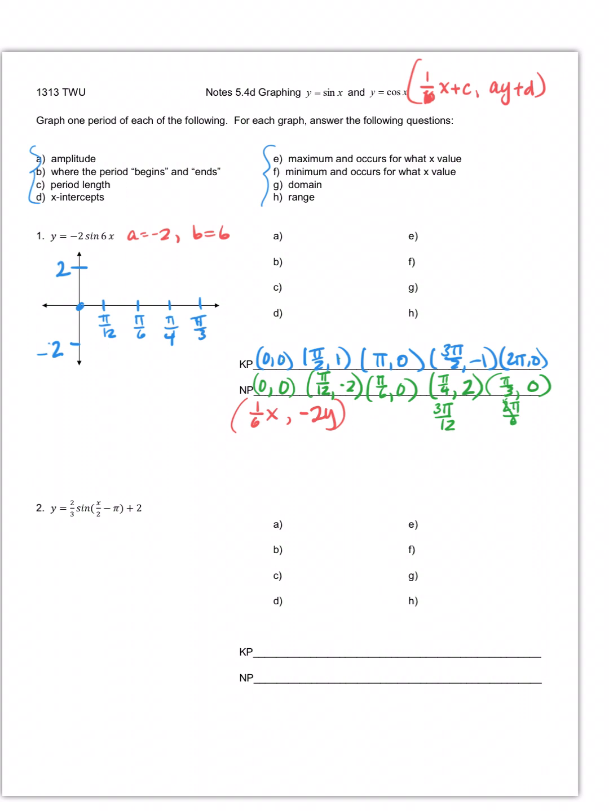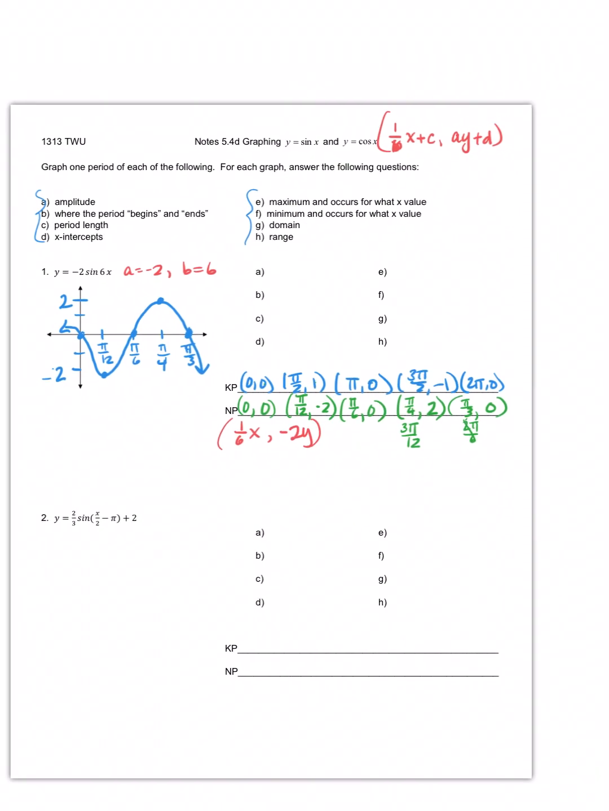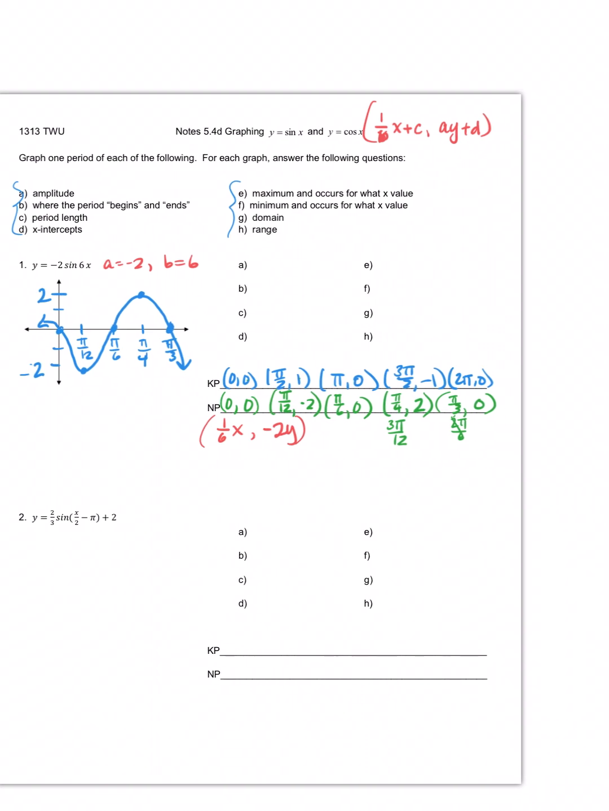So we have 0, 0. Pi over 12 is at negative 2. Pi over 6 is back at 0. Pi over 4 is at positive 2. And back at 0. So my curve is smooth with rounded corners and arrows indicating continuation. There it is. So it's reflected my sine curve, right? And it's taken my x values and changed the period quite a bit, hasn't it? It doesn't go to 2 pi anymore.